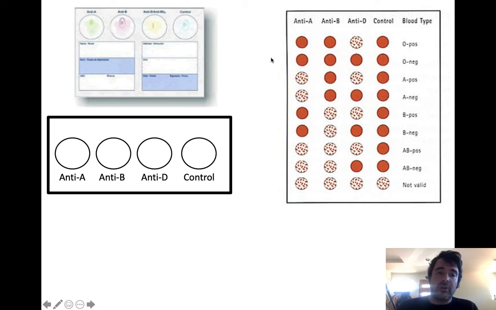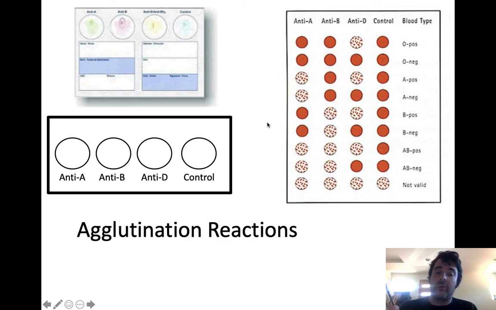And the question reads, based on the agglutination reaction of the Eldon card below, what would this person's blood type be? Well, when blood clumps together on an Eldon card, we're going to represent it on a diagram as these dots. That represents red blood cells clumping together, and that represents a positive agglutination reaction.